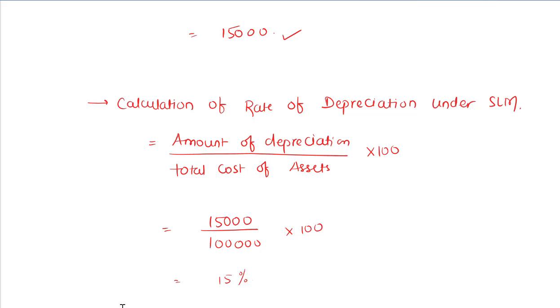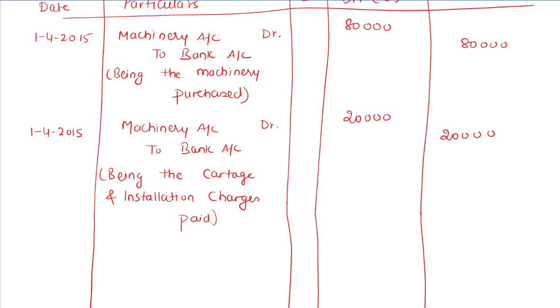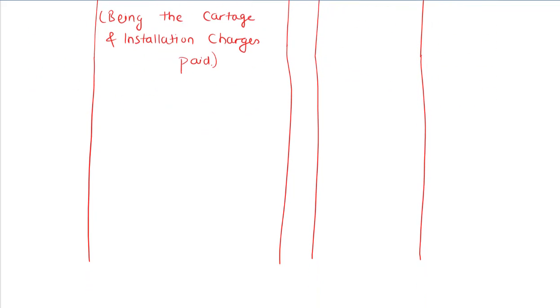Let us go back and pass the journal entry for depreciation. The date is 1st of April 2015, so the next date would be 31st of March 2016. Depreciation account debit to machinery.